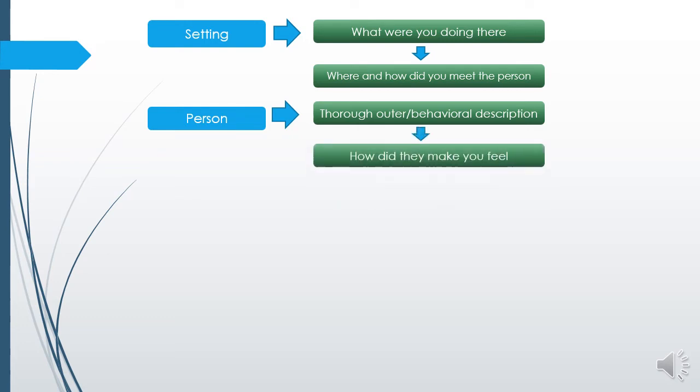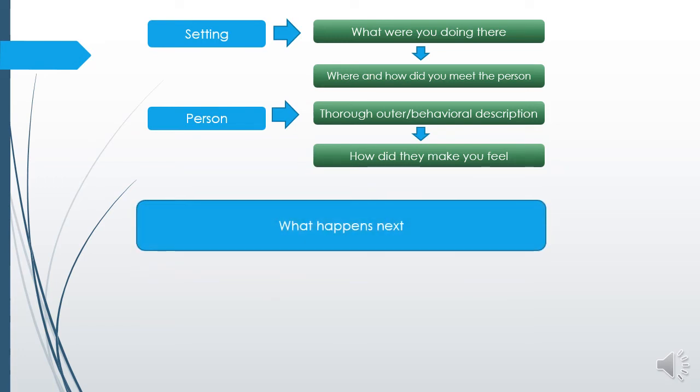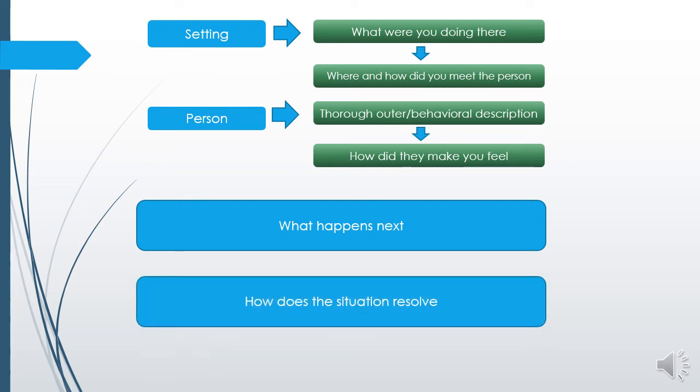Then move on to how that made you feel. Their outer and behavioral description made you feel something. What were those feelings? This is also to broaden the image that the reader might relate to. Then move on to what happens next after you saw them. And then, how did the situation resolve? End with how this whole encounter ended or resolved.